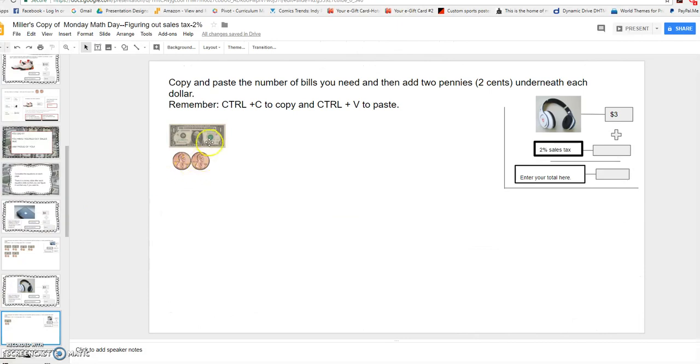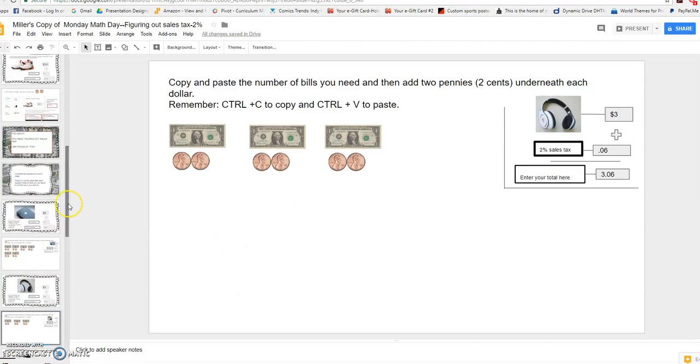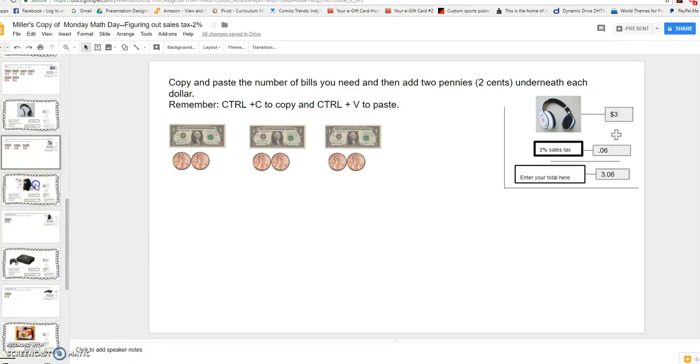Feel free to copy and paste once again your $3. I already have $1 here for you. You can do it 2 more times, and that's going to show you the same thing. And this is what it looks like after you do that. Okay? Let's move on to our next item.